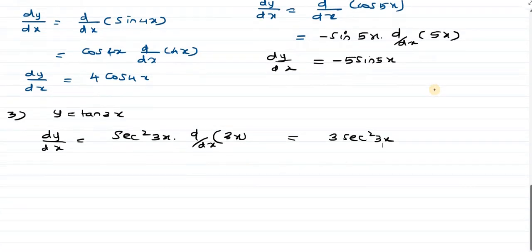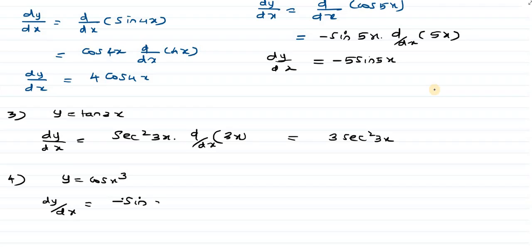Okay. Next is the fourth one. Y equal to cos x cube. Now, again the function power is 1. X cube, the angle power is 3. So don't get confused. So dy by dx will be equal to cos differentiation. When I differentiate the function, it will be minus sine x cube. Then differentiation of the angle x cube, what is the differentiation? 3x square, correct? So minus 3x square sine x cube.